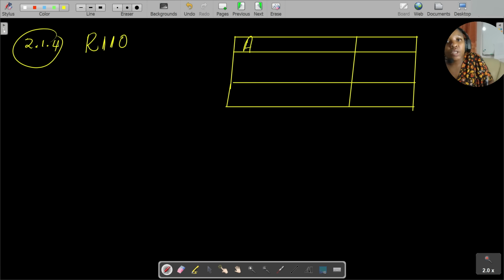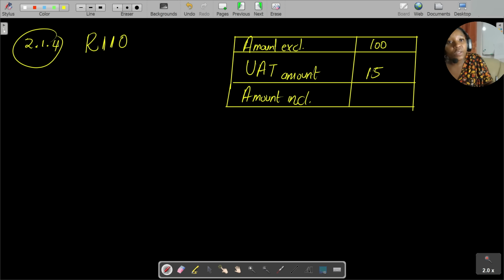So amounts excluding VAT are clean. We haven't added anything to that amount. It's 100%. Then we've got the VAT amount, which in this case, because this is for the 30th of November 2022, is 15%. Then the amount including VAT is going to be 115%. Here they told us this 110 rand includes VAT, but we want to find the amount that excludes VAT.